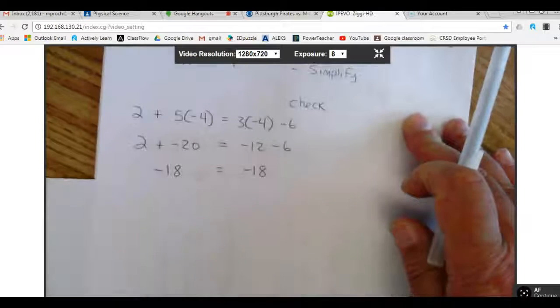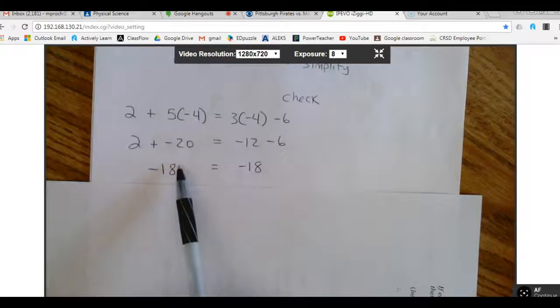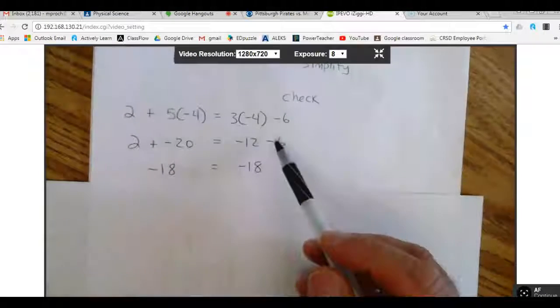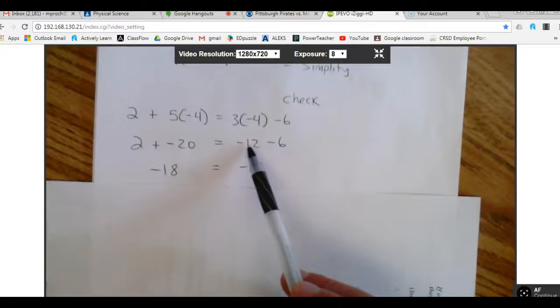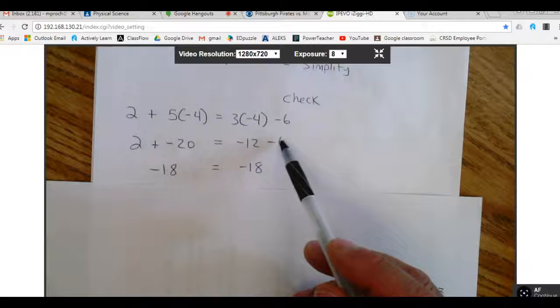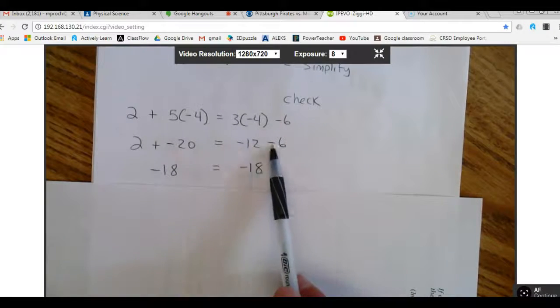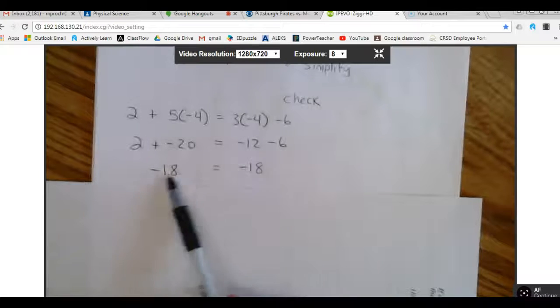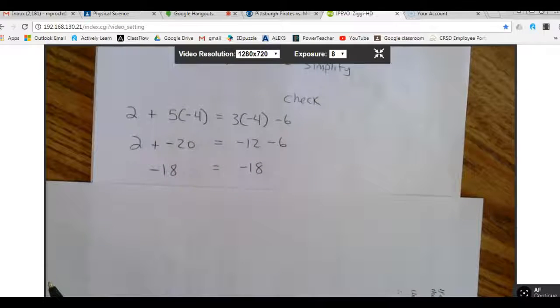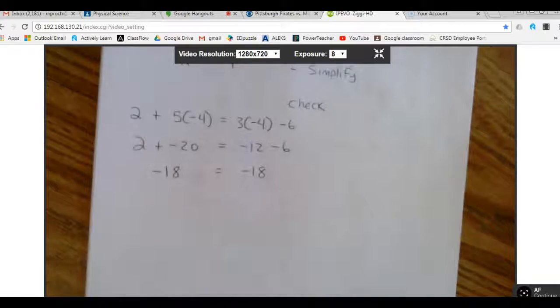Then I do my collecting like terms. So 2 plus negative 20 is negative 18. Negative 12 minus 6: what we do is we change the sign of the number. So 6 becomes negative 6, and then we add them. So it's negative 12 plus negative 6, negative 18. They're the same. So that tells us it's the right answer. Make sense? Okay, so that's one example. Let's look at another one now.